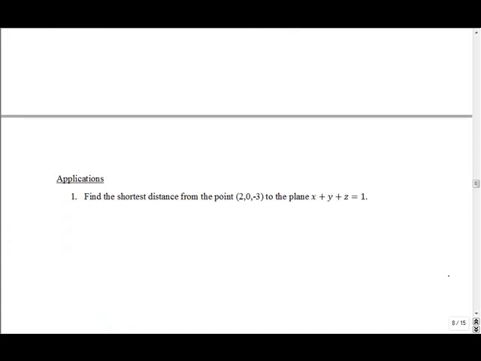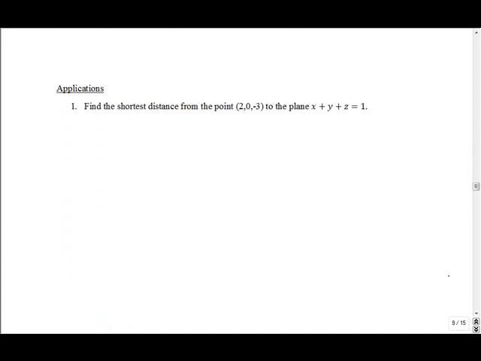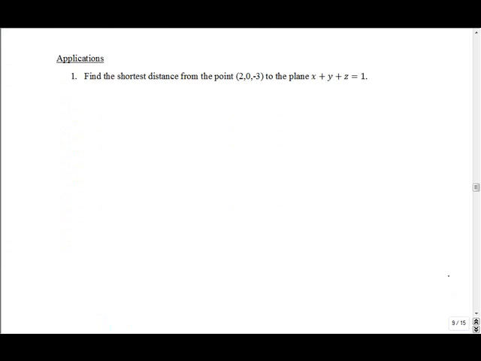Let's do some applications. So we're going to do some word problems whereby we have to find extrema. And by the way, there are other ways you can work these out, which we will do later on in this chapter. But we can do these problems. They may be just a little longer. Find the shortest distance from the point 2, 0, negative 3 to the plane.